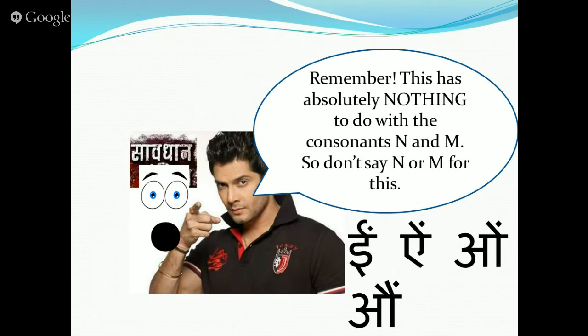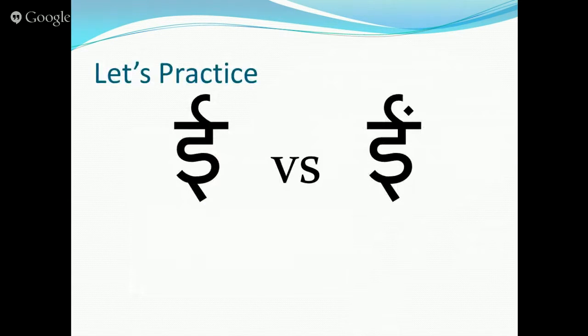Don't say N or M for this. These sounds do not end with an N or M. So don't use your tongue, and don't close your lips. First one is E. Second one is in. Third one is on. Fourth one is on.